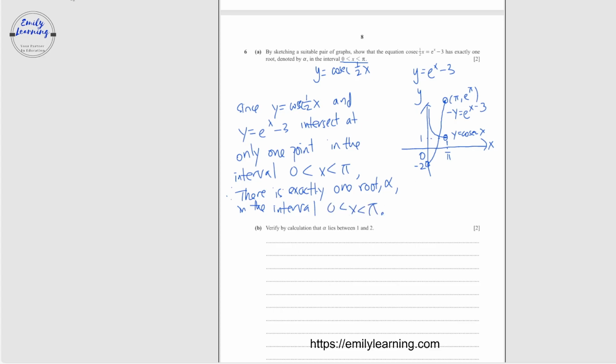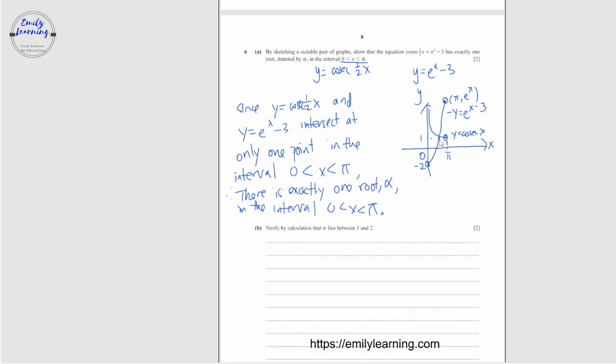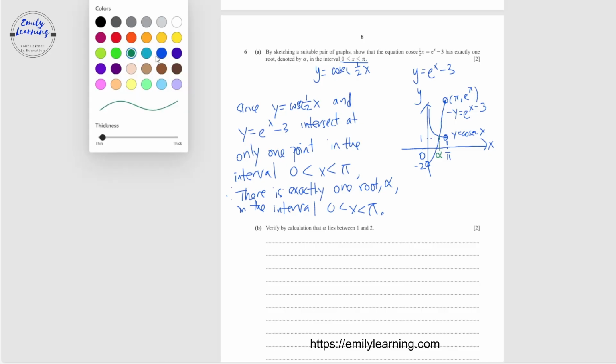Okay, and we know that alpha is here. This is alpha. All right. Next, you are asked to verify by calculation that alpha lies between 1 and 2.